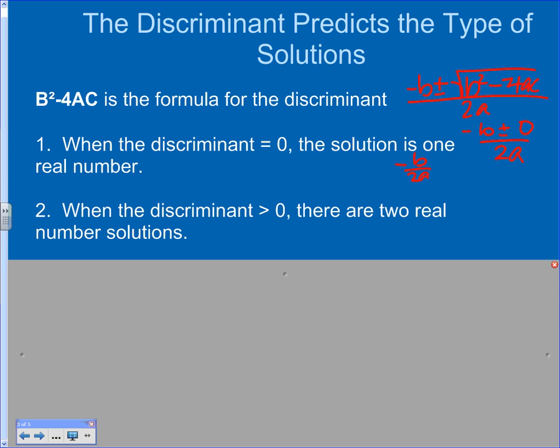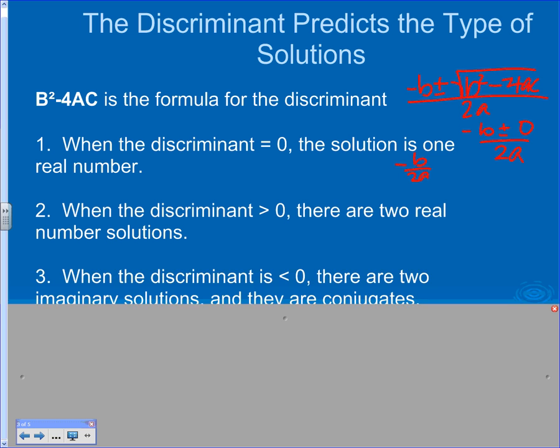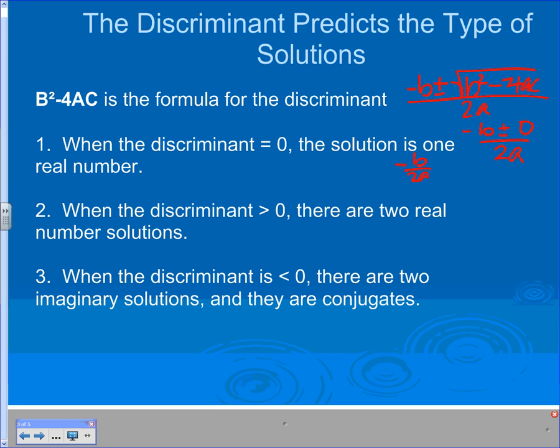Okay? When the discriminant is greater than 0, when it's positive, there are two real number solutions. And then when the discriminant is less than 0 or negative, there are two imaginary or complex solutions.